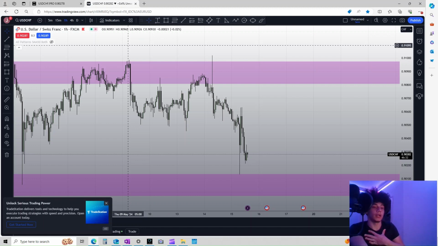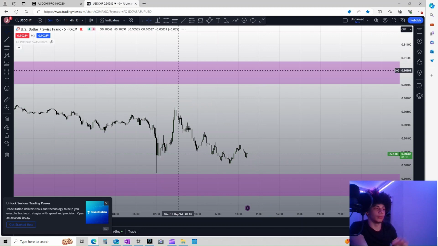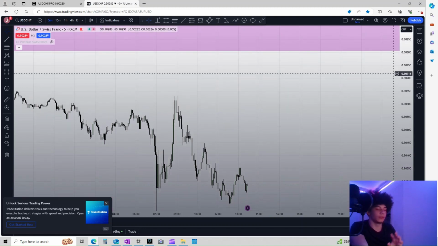Me personally, I do the 5-minute time frame because I'm still a scalper. I'm more of a scalper to intraday because I'd rather take trades that don't last longer than an hour, but I'm also willing to hold trades for hours, even a day. All right, so for me, I'm jumping straight to the 5-minute.